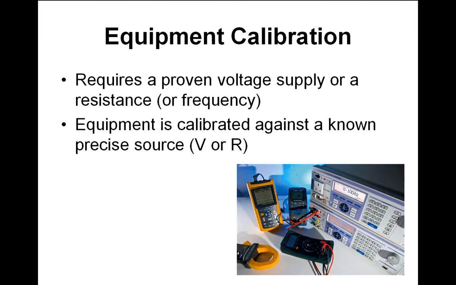Okay, equipment calibration requires a proven voltage supply or resistance or frequency. We just talked about this. Equipment is calibrated against a known precise source. So it's for V or R. I've got a picture here, if you just follow the mouse. You see some of this equipment here, and when you get this equipment for calibration, you're talking huge amounts of money. So it's £1,000 upwards, £10,000 and more.